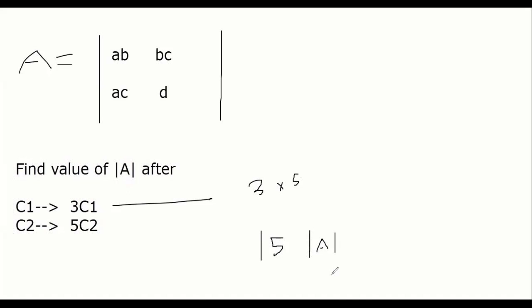Correct? The original value is AB, D minus this, but that is a different thing. The value becomes 15 times the original value. Agree, everybody? That is what this question means. Whatever the original value is, I know it is AB, D minus this, but it's not important. The final value becomes 15 times that. That is what it is. Anybody, any confusion?